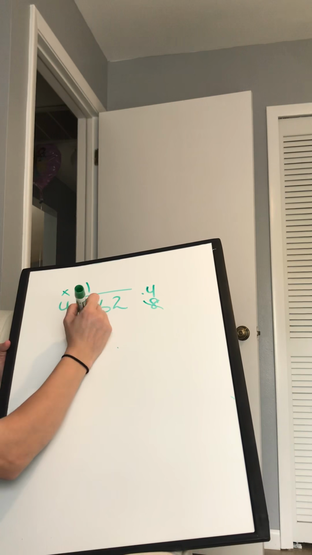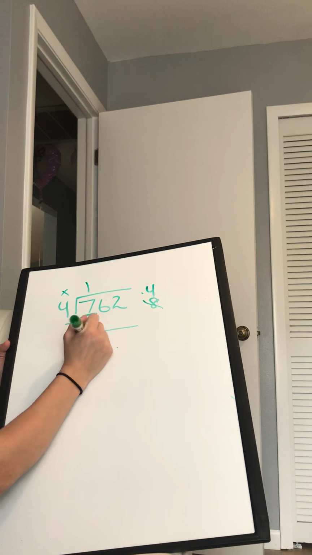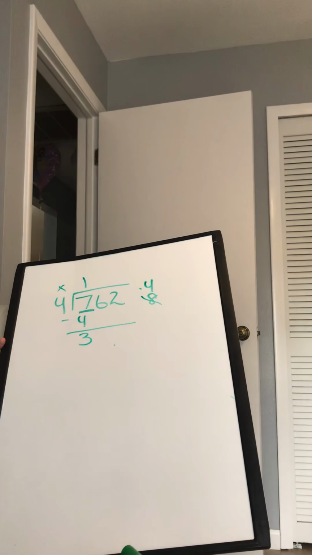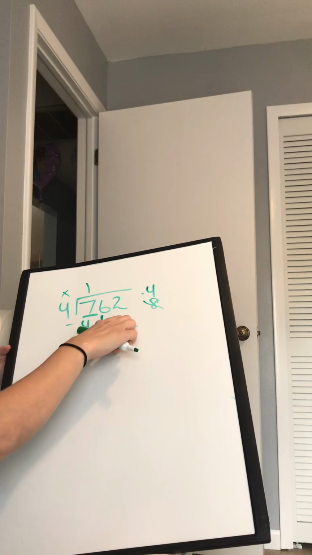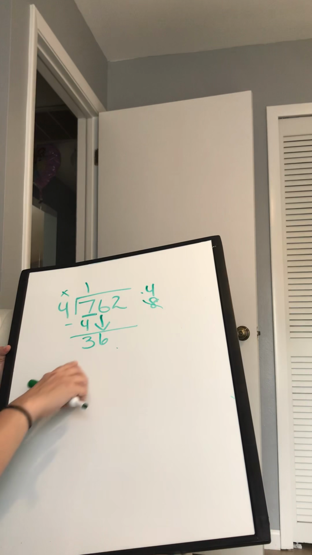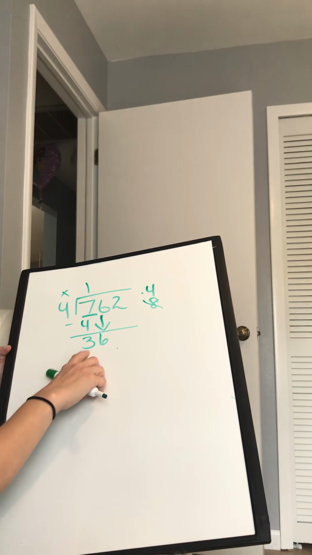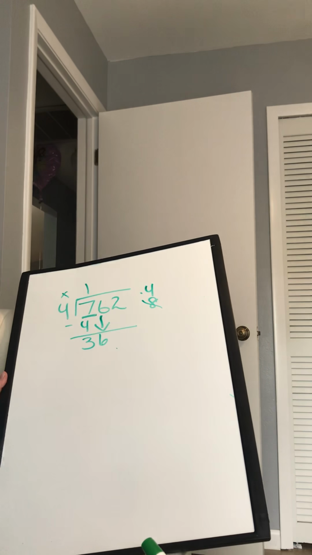Now step 2, multiply. 1 times 4 is 4. Step 3, subtract. 7 minus 4 is 3. Step 4, bring down. I'm going to bring down that 6. I'm not going to bring down the 2 with it yet, just the 6. I do 1 digit at a time, okay? Now I repeat, divide again. 36 divided by 4. How many times does 4 go into 36 without going over?